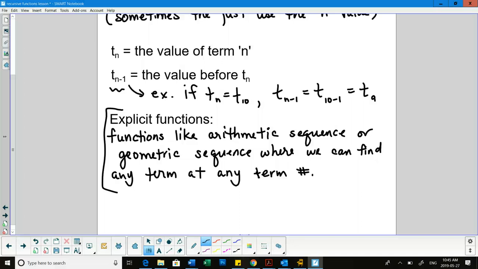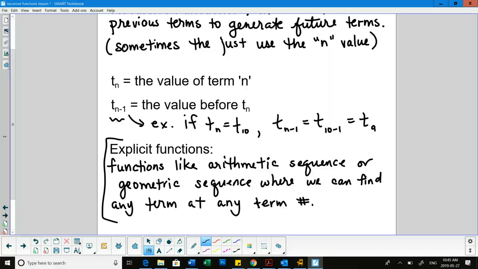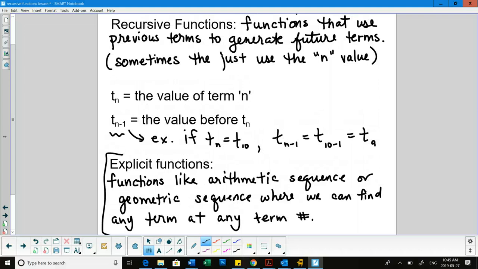So with recursive functions we can do a lot more, because they can be any type of pattern. Whereas with arithmetic and geometric, it can only be if I'm adding a number consistently, subtracting a number consistently, or multiplying. Those are the only things that fit into those sequence formulas, right? So recursive allows us to do a lot more with a bunch of different patterns.